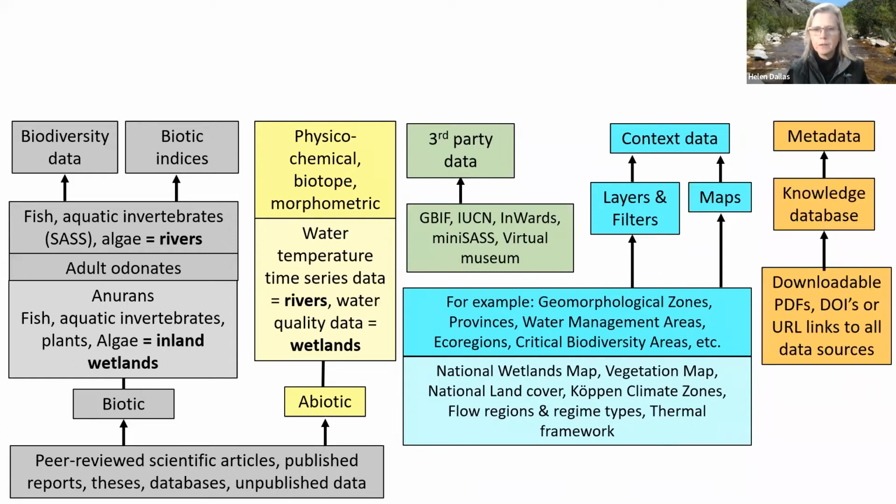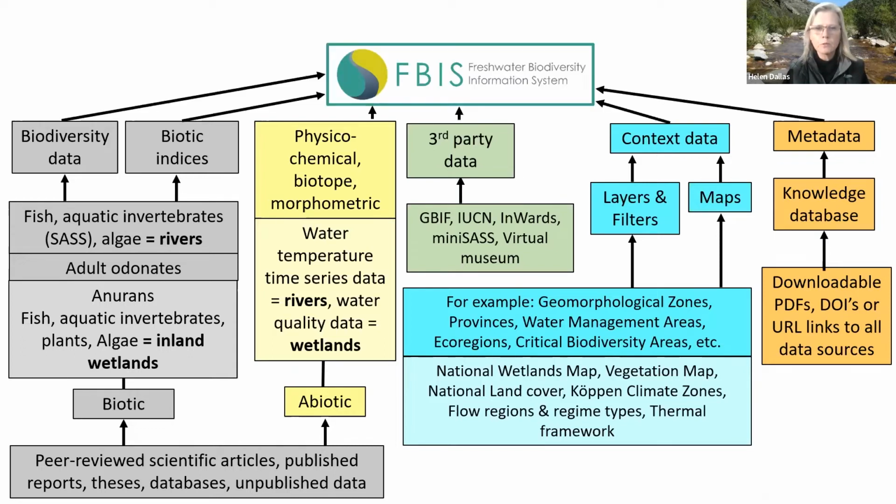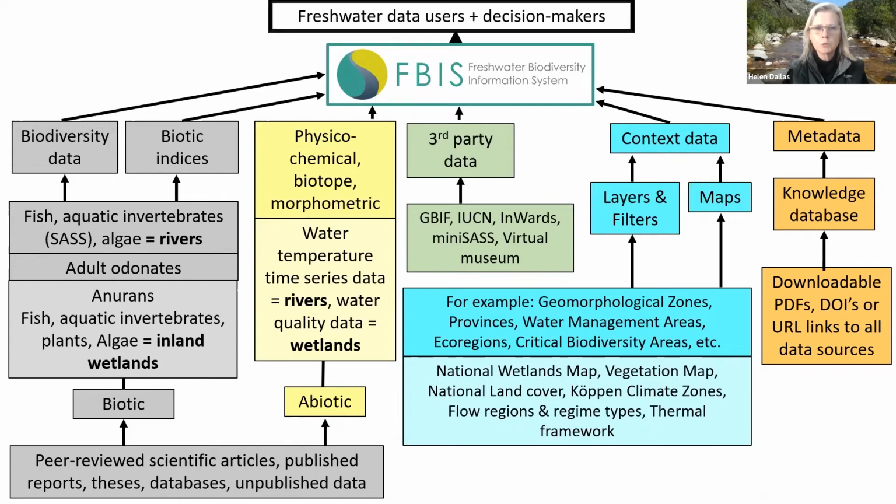Then the fifth and final pillar of FBIS relates to the metadata. We strongly believe that every single occurrence record should have information about the source of the information or the source reference. And so we have a knowledge database that works in the background that allows you to link to downloadable PDFs or DOIs, etc. And these 5 pillars together form the Freshwater Biodiversity Information System, which is available to you, the freshwater community, for decision-making, etc.